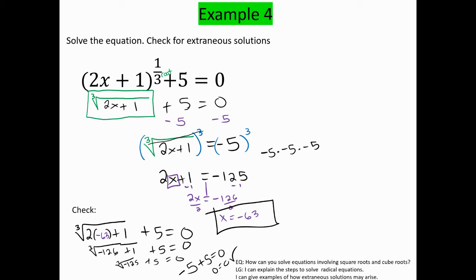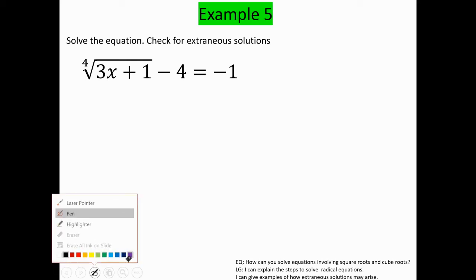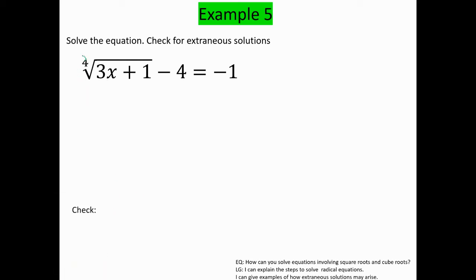So here's the kicker. If this is odd power, it does not cause extraneous solutions. But if the base is a negative and we have an even power, that's when we need to make sure we really check for extraneous solutions. All right, one more example, and then we're good for today. It's already in radical form, so we're just going to go ahead. First step is to go ahead and get the radical all by itself.